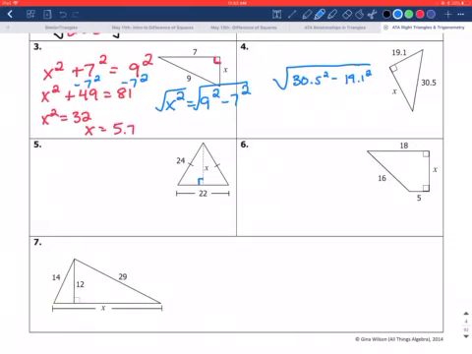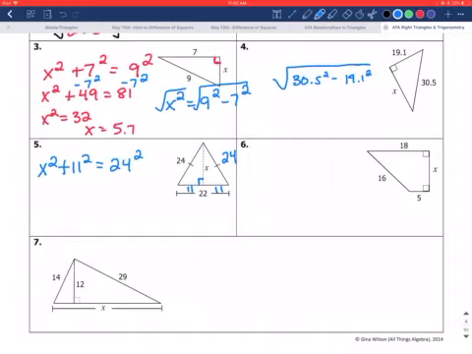So for number 5, we do have a right angle here. That x is being dropped down. We have 24 from both of these. And then if that 22 is the whole thing, we know each of these is 11. So really, we're only dealing with one triangle here. And we have 24 as a hypotenuse.